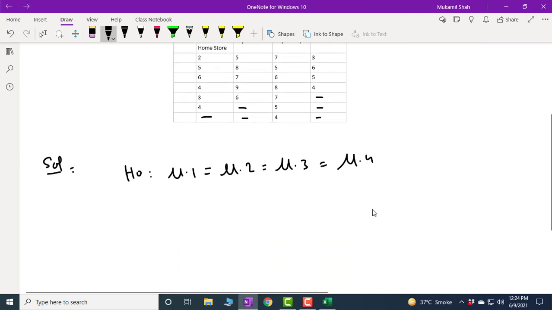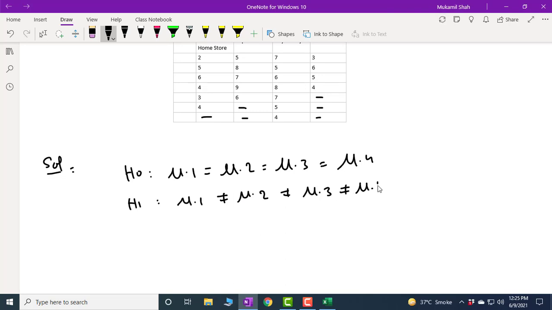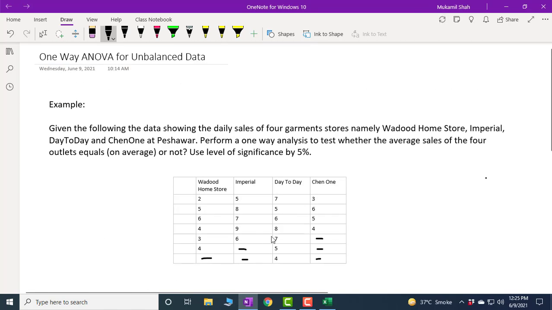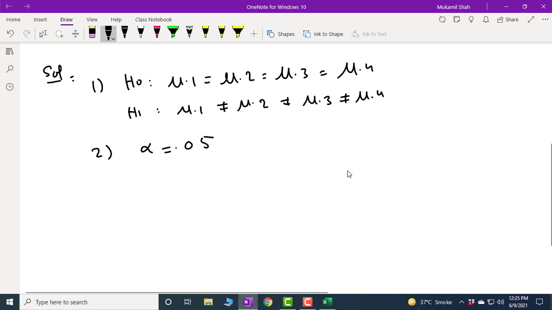Your alternative hypothesis H1: the average sales of the 4 outlets are not equal, so mu dot 1 is not equal to mu dot 2, not equal to mu dot 3, not equal to mu dot 4. This is the first step. The second step is to choose an appropriate level of significance, but this is given in the question, we have to take it as 5%. So that's why we are taking it as 5%.